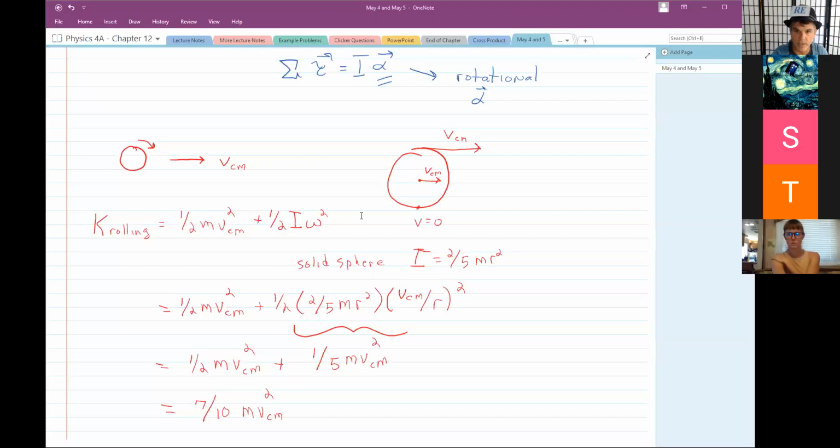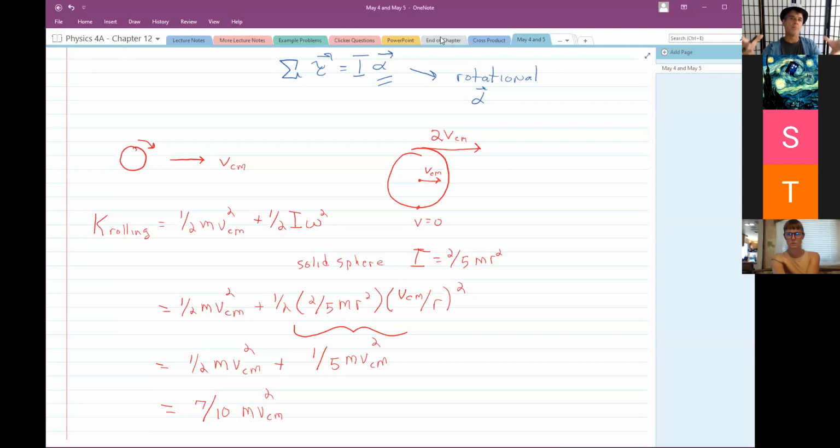Let's just see what the chat was. It would be 2 at the top of the rolling wheel, correct? Yes. Oh yeah, I don't know if I wrote 2 on that, sorry. So back to this share real quick. This speed at the very top would be twice the speed of the center of mass.